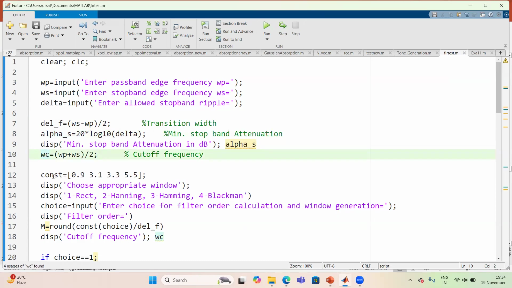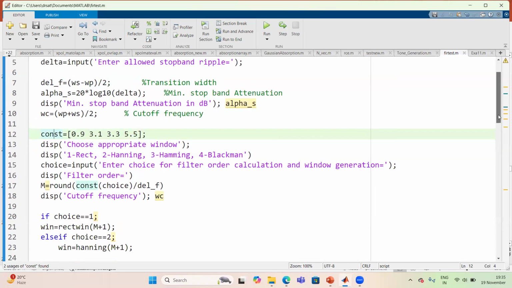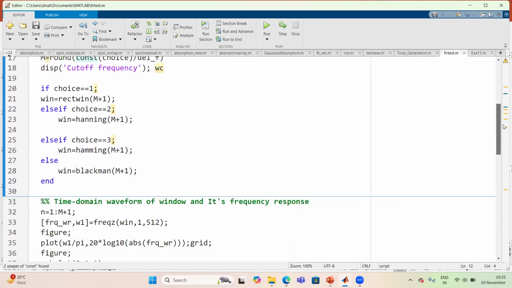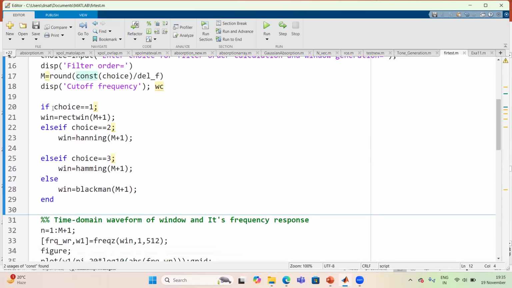And then I have written certain codes to include the different windows, right? I have taken all the windows, and based on this minimum stop band attenuation, the appropriate window will be chosen based on this code, that you can try to see and understand. Here we have to give our choice and then a certain window is going to be selected, and then the window will be generated. Here I have generated the different windows based on our choice.